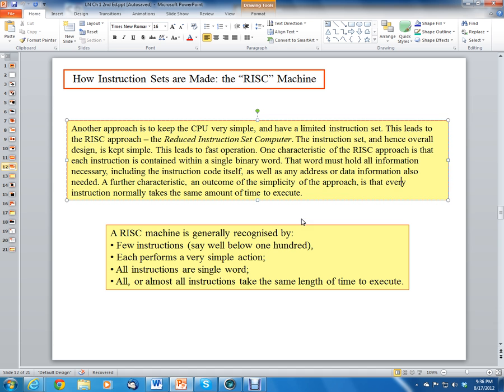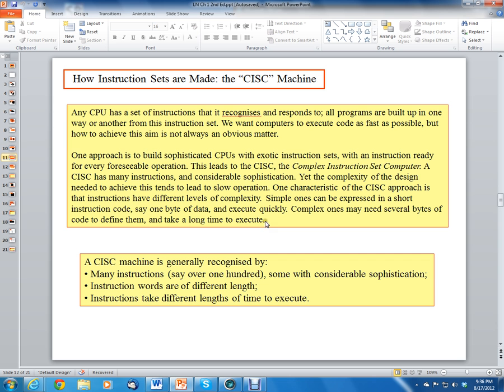The RISC architecture can lead to very fast operation as well. It's characterized by few instructions, say below 100. Each performs a very simple action. So maybe to AND two numbers, or to NOT two numbers, or maybe to loop if a certain number is higher or lower than that. Very simple, not really complicated. All instructions are typically a single word, and all or almost all instructions take the same length of time to execute.